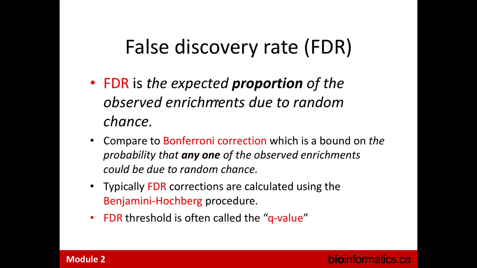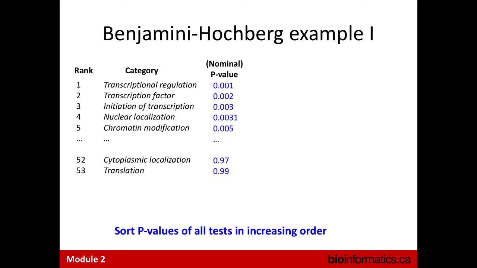And so the false discovery rate is the expected proportion of the observed enrichments due to random chance. The method to calculate an FDR is called the Benjamini-Hochberg method, actually the one that we are going to see. And so at the end, we obtain a q-value. So now we are going to see the calculation of the FDR, and that's the last step of the lecture.